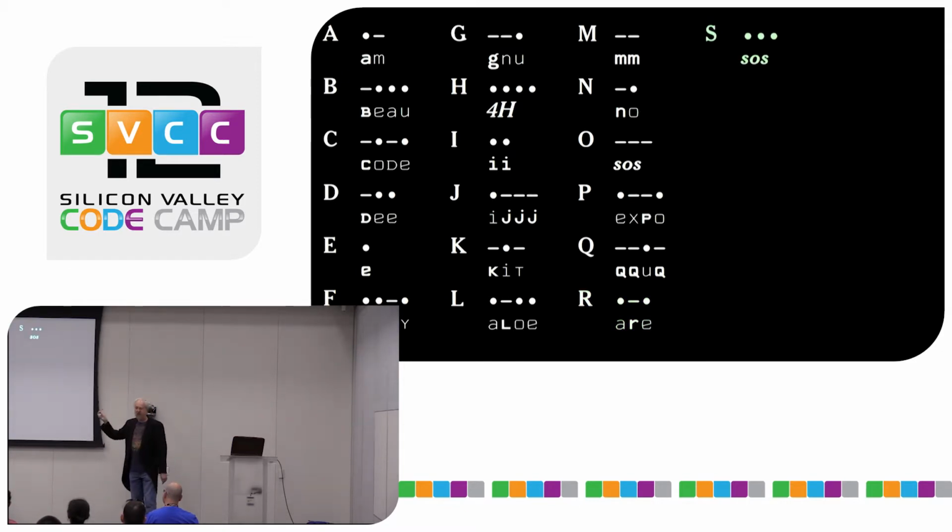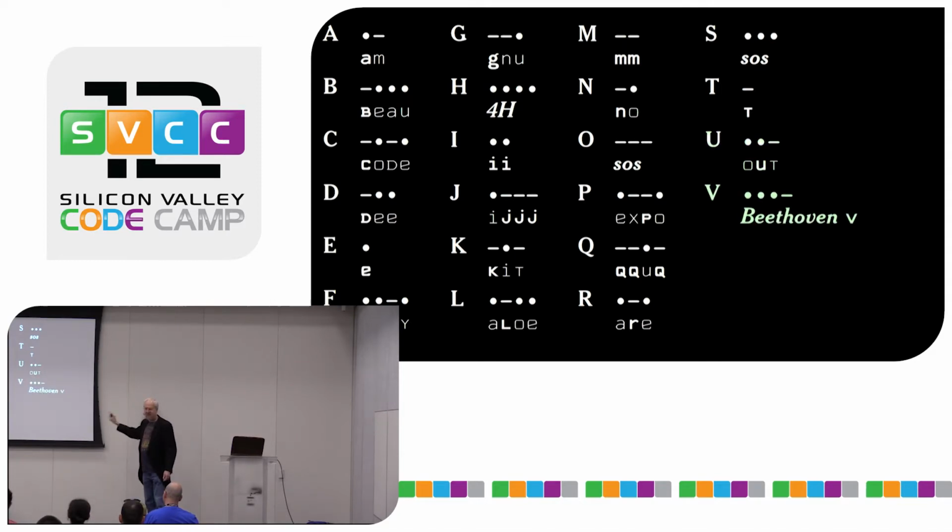S we already saw in the SOS. It's 3 dots. T we already saw with time. It's just a dash. U, out. O-U-T, out. Da-da-da-da. Right? The wise old owl. It goes hoot hoo hoo.